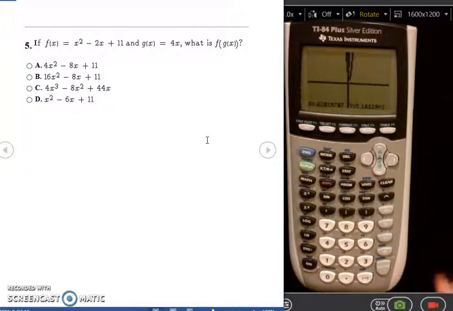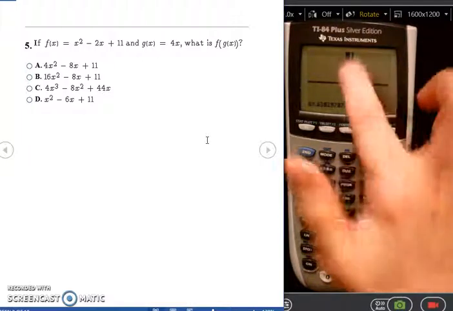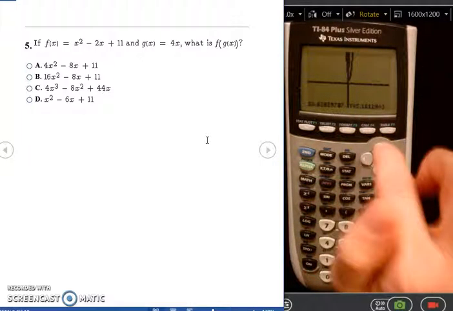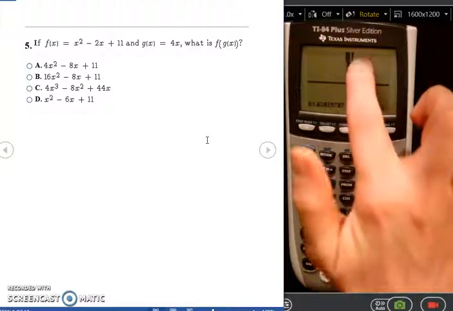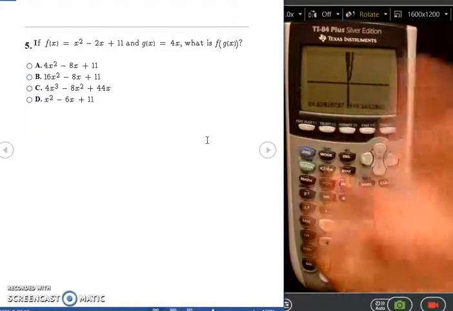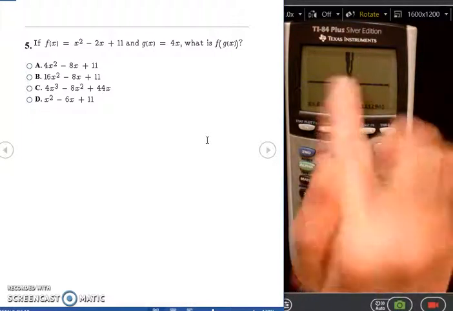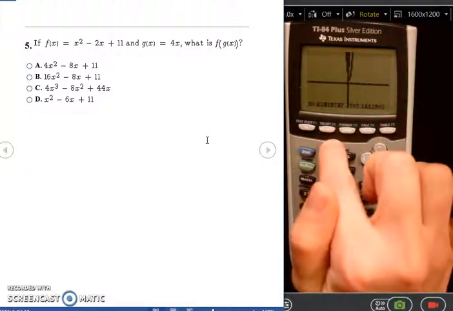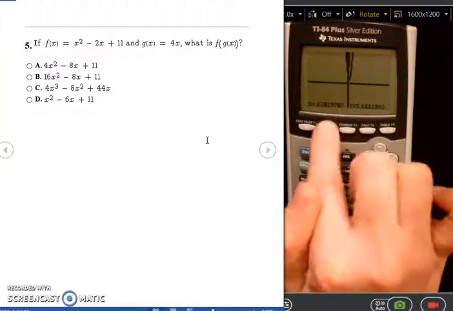And now it moved up and I can see that I had the two graphs and that they're not overlapping, that there's two separate parabolas there. And if you wanted to see it a bit clearer, you could go ahead and mess with the window some more by pressing window.